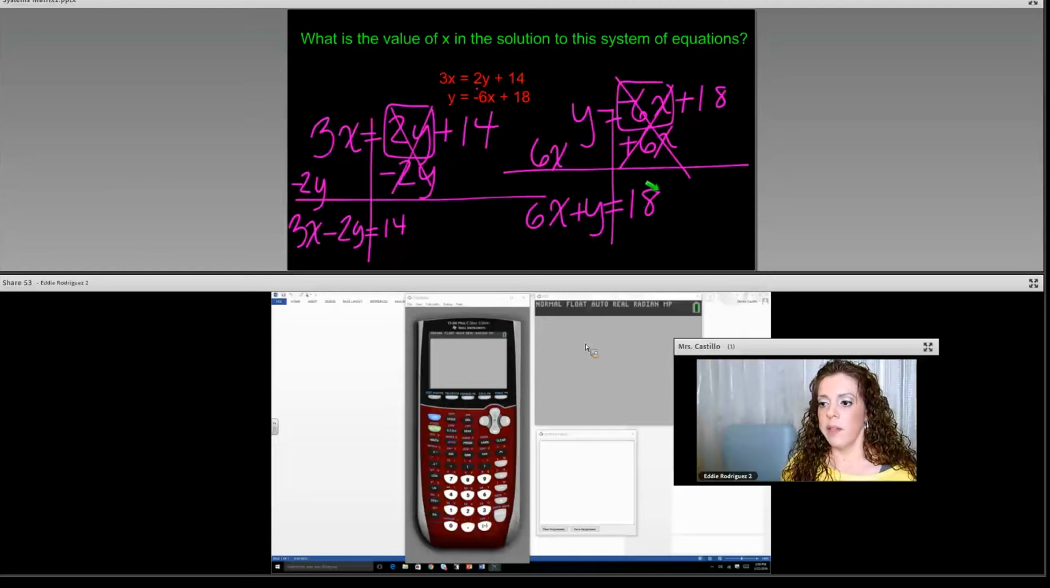X, y, and constant. So now we're going to set up our matrix so that we can use our matrix and solve for this system using our calculator. In the form of our matrix, we're going to grab each of the numbers from all of these. So here we have 3, negative 2, and 14. And for the second one, we have 6, the imaginary 1 in front of y, and the 18.